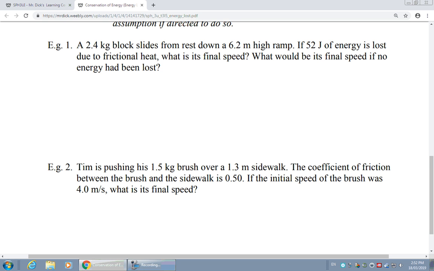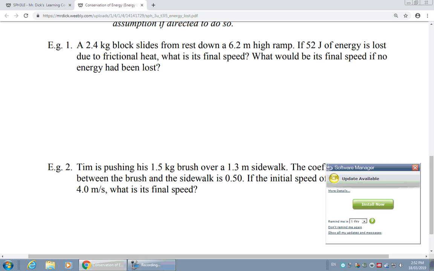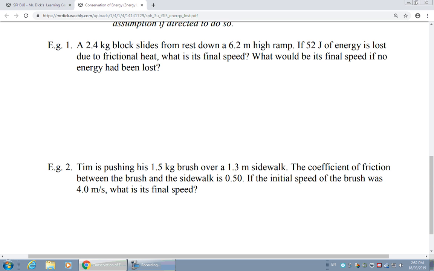And there's a follow-up to this where we could also try and find its final speed if the ramp was totally frictionless, so if no energy had been lost. But that second part I'm actually going to leave for you to try afterwards. We're just going to deal with this first part that involves what do we do with this frictional heat being lost. So we'll set up an initial and final chart to start with, just like we did in our previous note.